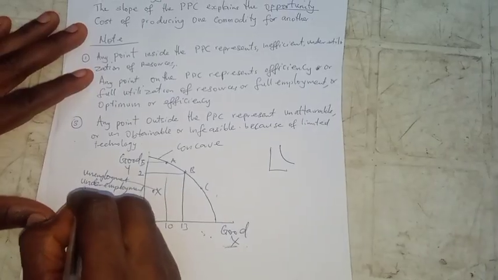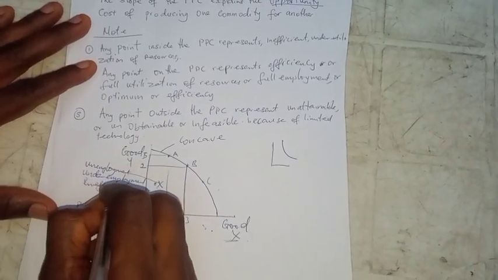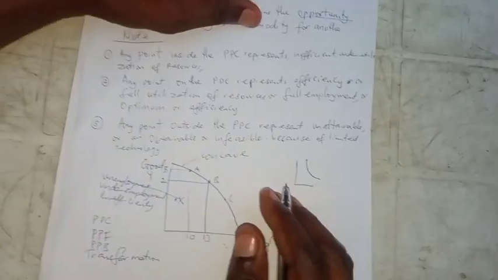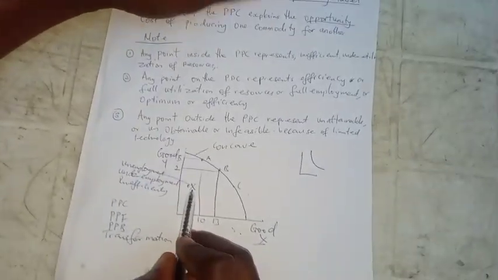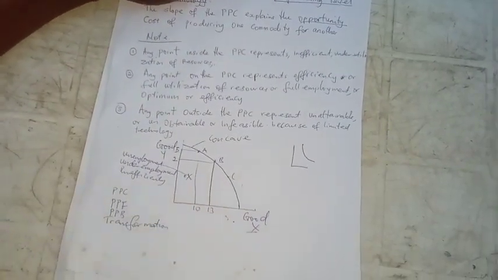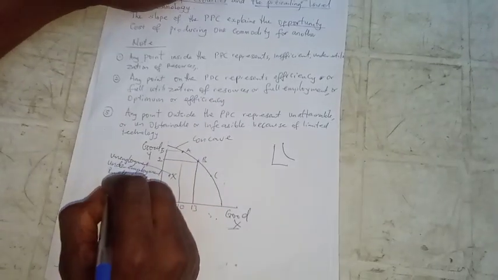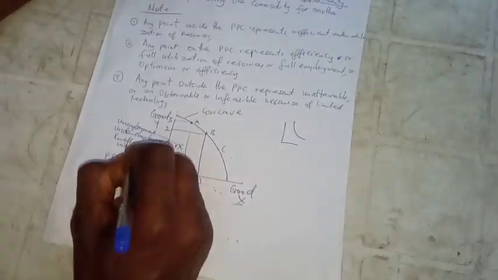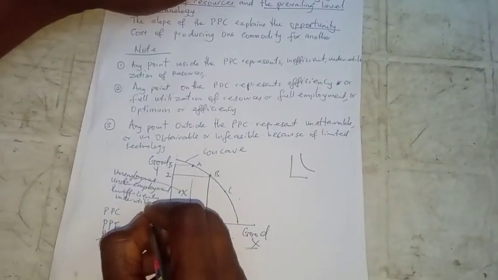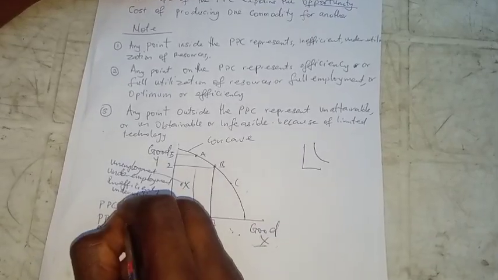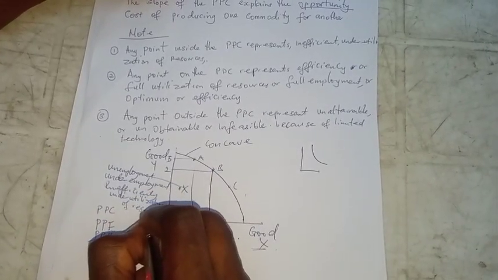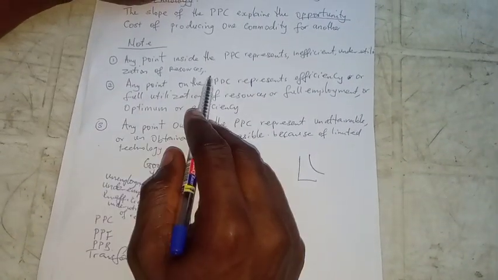It also means inefficiency. That means if the economy is not doing well, you'll be operating at X. That means there's inefficiency. Inefficiency means there's wastage or underutilization of resources. That's what this first one is saying.